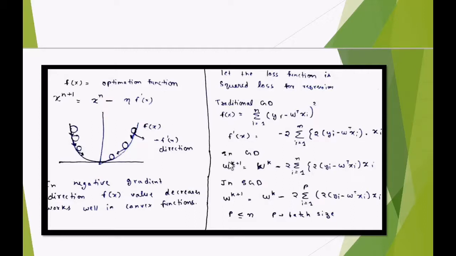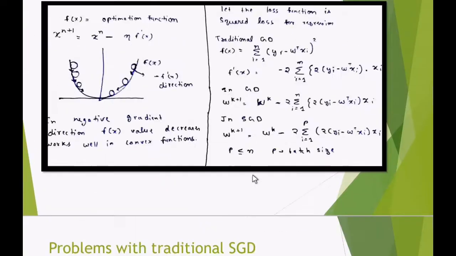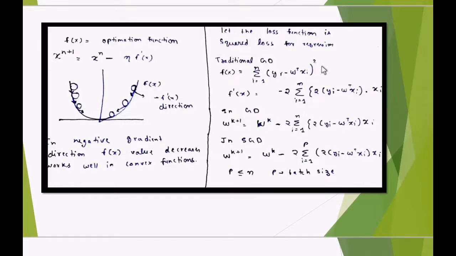So what we do is a simple hack: we sample some p points from the data and update our gradients with respect to only those p points. This p is called the batch size, and this algorithm is called batch SGD, or simply SGD. As SGD is a good algorithm, it helps us reduce the time required for calculating the derivative.